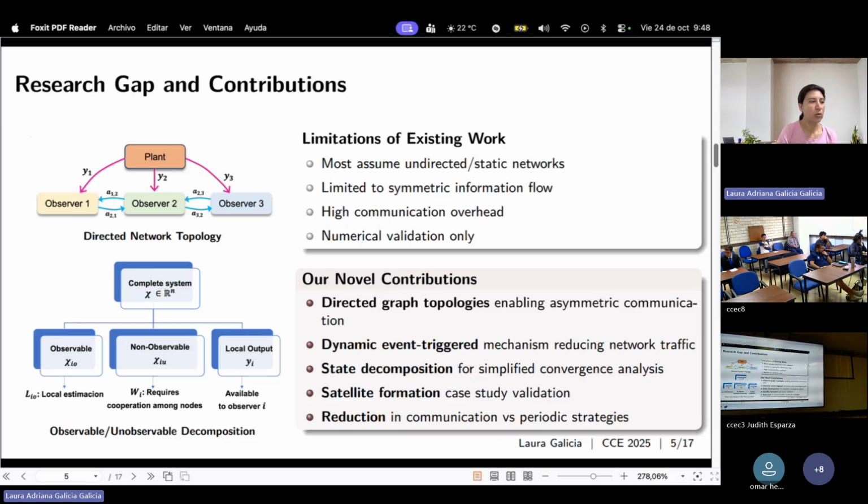This contribution directly addresses the limitations we identified. Directed graphs overcome symmetric flow constraints. Event triggering eliminates continuous communication, and the decomposition of states allows easier analysis.